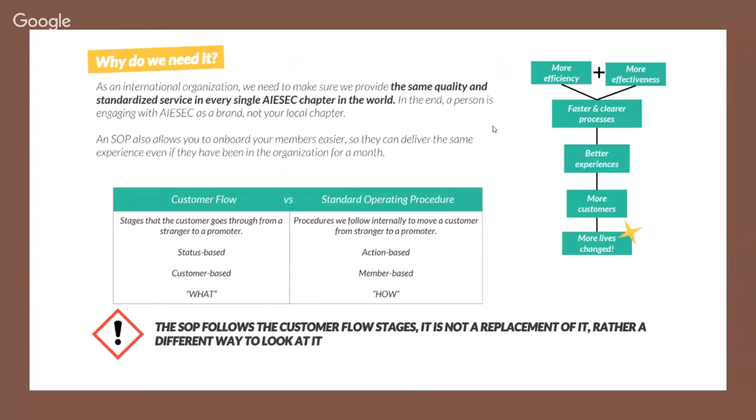Because in order to move a customer from a stranger to a promoter, the standard operating procedure is the step by step that we have internally to move the customer from detractor to promoter. The customer flow is status based.